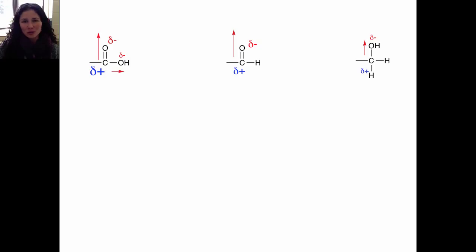Here are three functional groups. In the middle, we have an aldehyde. And over here, we have a carboxylic acid. And over here, we have an alcohol. Let's start in the center.